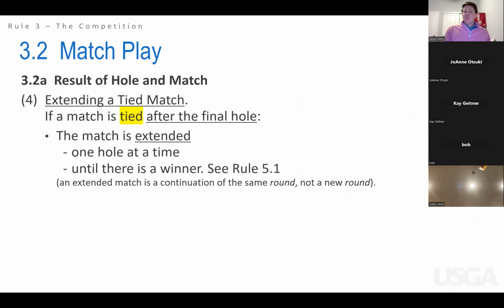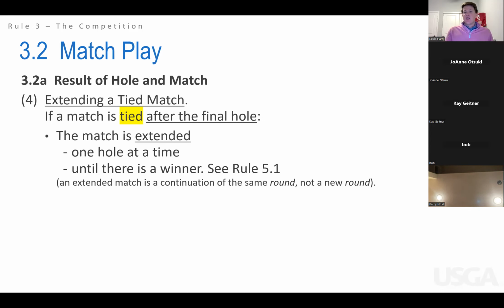But when we need to determine a winner and we get to the end of 18 holes and we have a match that is tied, we have the opportunity to extend a match. When the match is extended, we just extend it 1 hole at a time. It's kind of like sudden death in stroke play. When we need to break a tie in stroke play and we have sudden death, we're just going to take it 1 hole at a time until somebody wins a hole to then win that match.